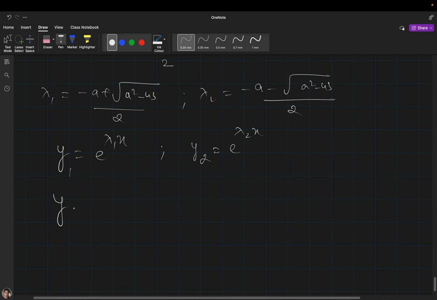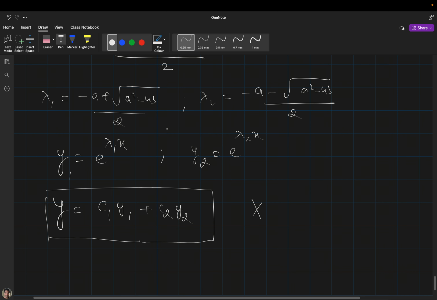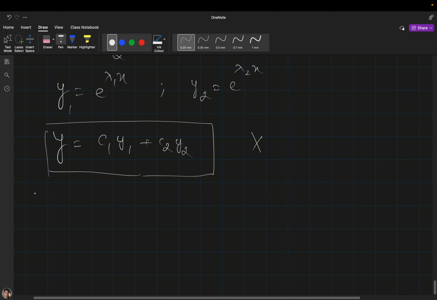The general solution will be what? A linear combination of c1y1 plus c2y2. Okay, but this is not the whole story. The whole story depends on what kind of roots these are. So we will consider three cases, as we already know that for a quadratic equation we get three cases, and what are those?